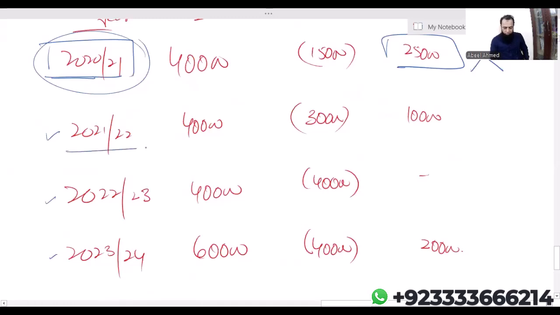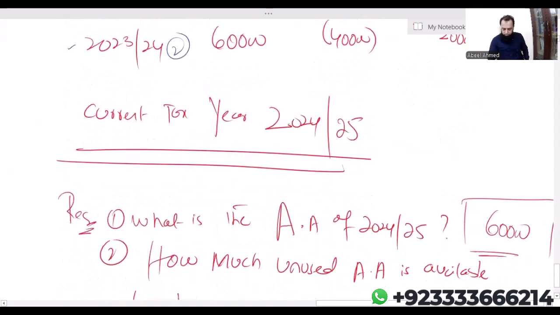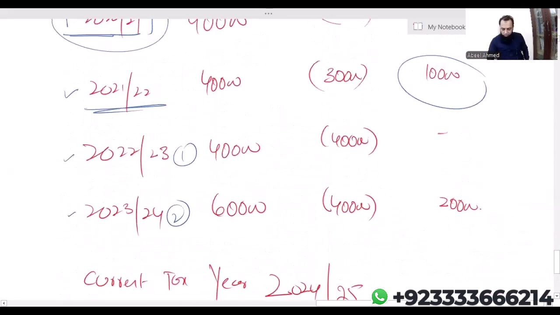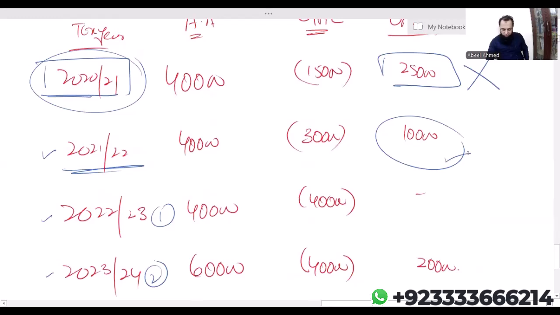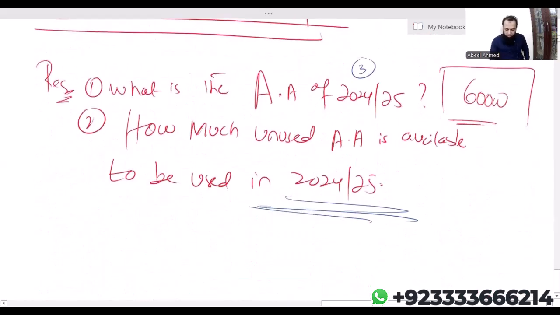Unused in 21-22 is 10,000. This can be carried forward for how many tax years? 3. 1, 2, and obviously 24-25, 3. So it means unused limit of 10,000 is available and unused limit of 20 is available. Which means that how much unused annual allowance is available? That is 30,000.